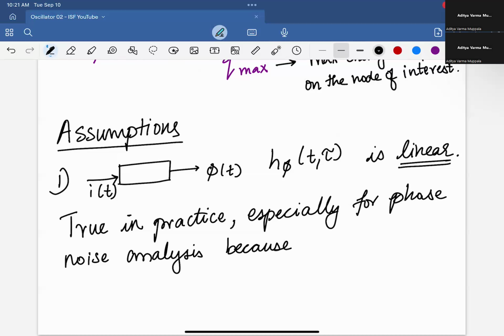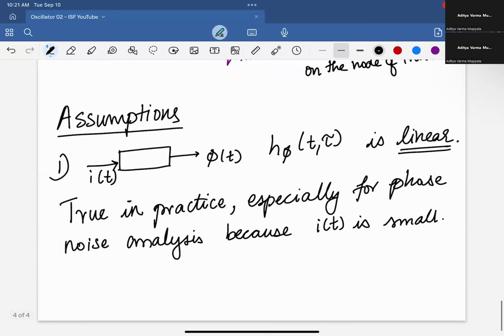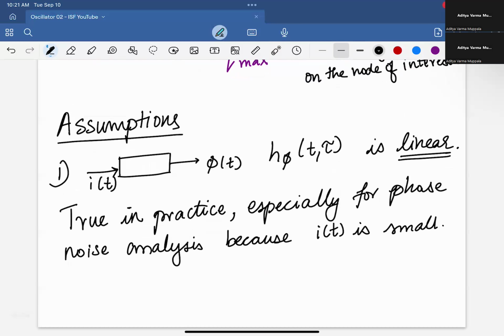Because i of t is small. So usually noise signals are small or weak. What do I mean by weak? Quantitatively, I'm not going to give you a description, but just keep in mind that this kind of noise input i of t is usually a small signal. And because it's a small signal, you can assume that the system is linear. In the paper, they do several experiments to show that it is indeed linear, even for much larger i of t than what you would encounter as noise for noisy signals. Okay, so that assumption is fine.